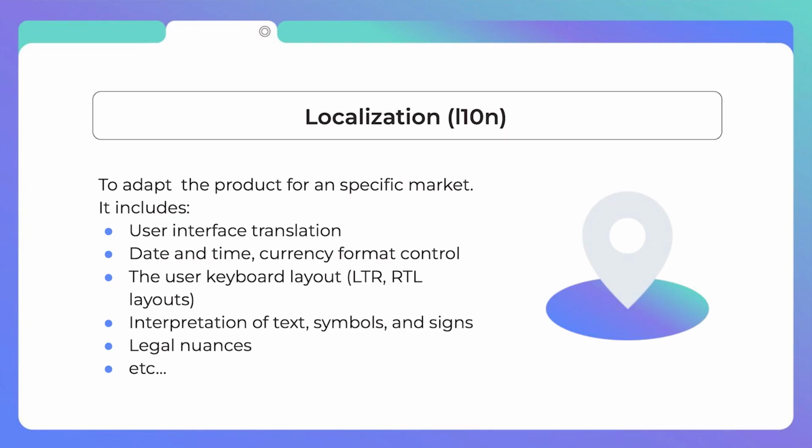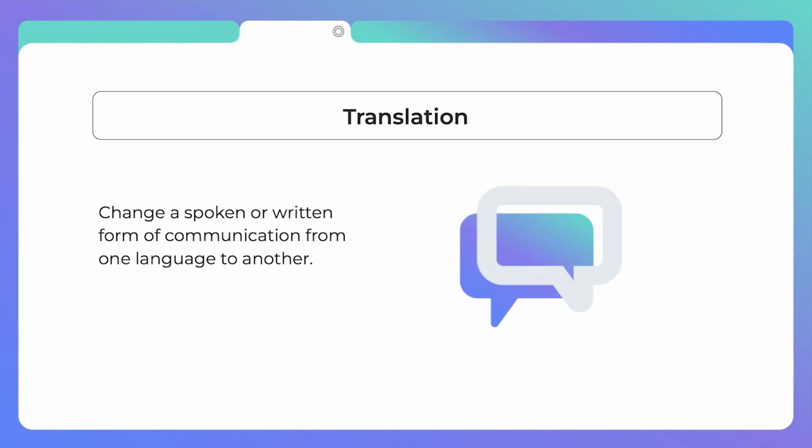Then we have localization, which is actually making the product change according to the locale that you have. So that includes interface translation, the date format, the American format that uses the month first, because yes, some languages are written left to right and right to left. So some of that, and some more stuff. And translation is just to take one written form of communication and put it in another language.